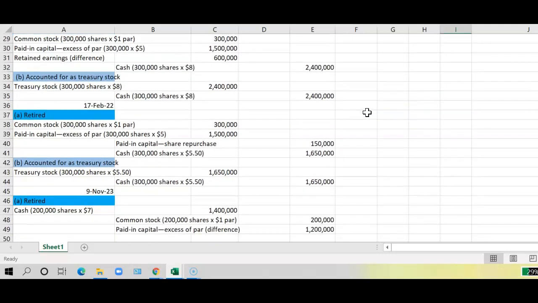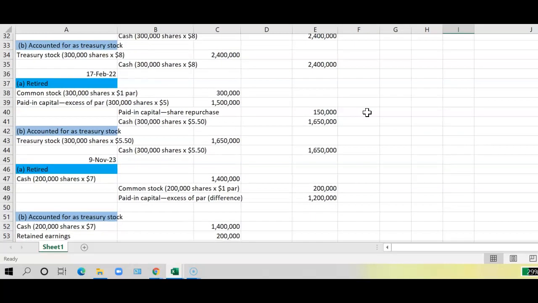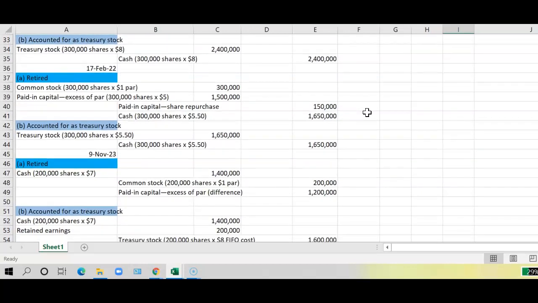In the journal entry on February year 22, they purchased the treasury stock for $5.50. So again, they would credit cash for 300,000 times 5.50, which is 1,650,000, and the treasury stock would be debited for $1,650,000.